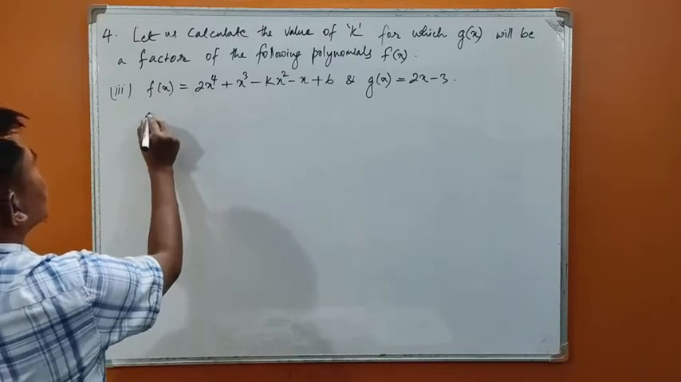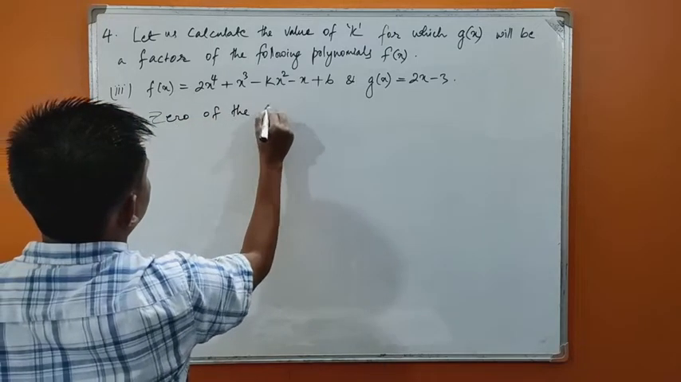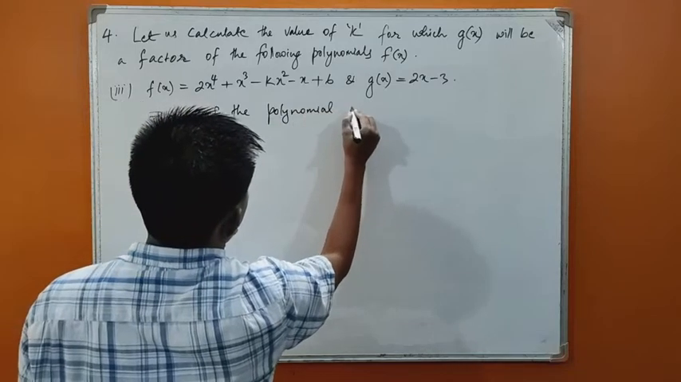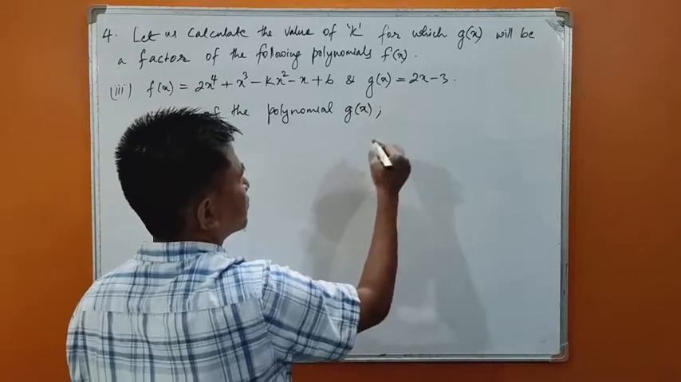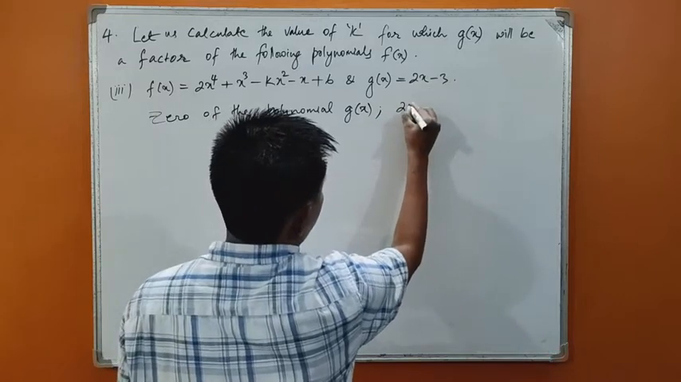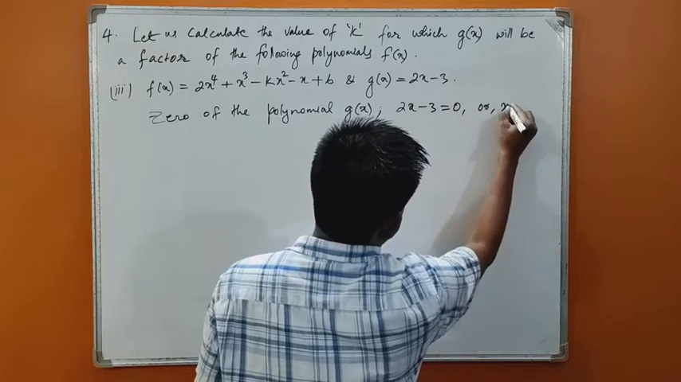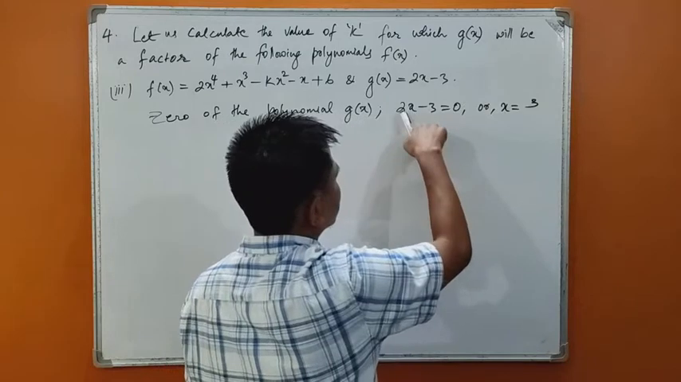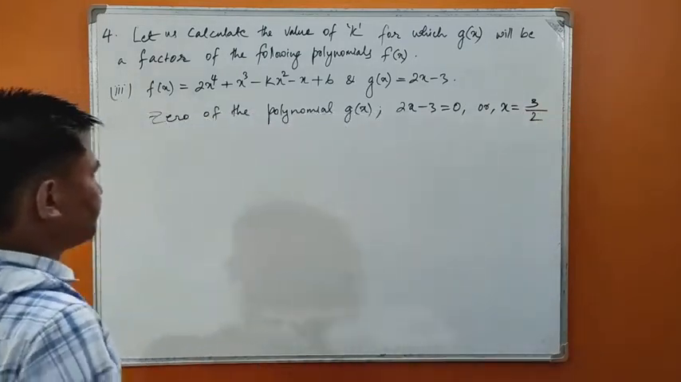Now let's begin. Zero of the polynomial gx. Zero of the polynomial gx means the value of gx should be equal to 0. That means gx is this, isn't it? 2x minus 3. So 2x minus 3 equals 0, or x equals minus 3, when you take it to the right hand side becomes plus 3, and this 2 comes in the denominator, isn't it? X equals 3 upon 2.